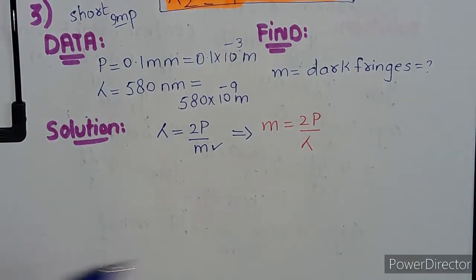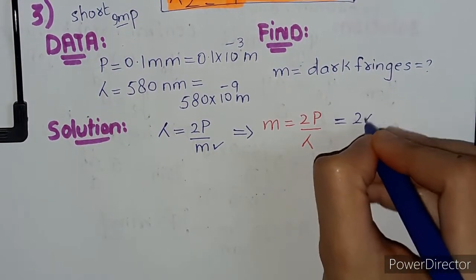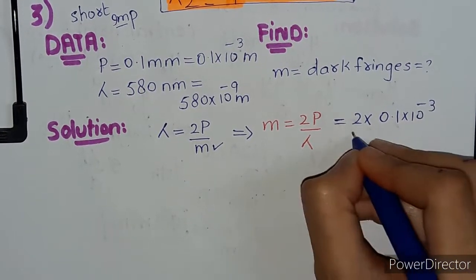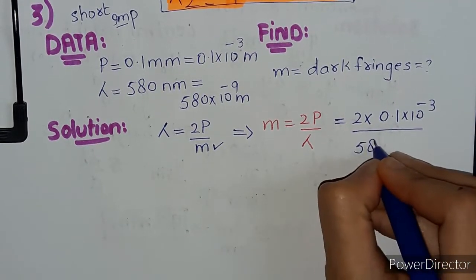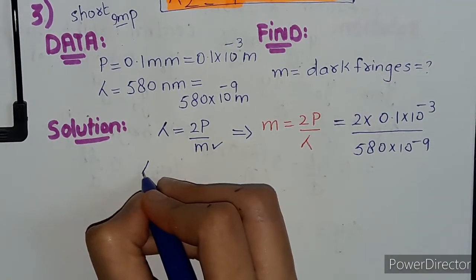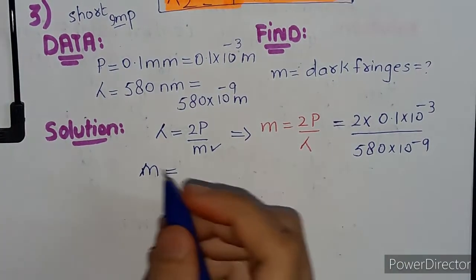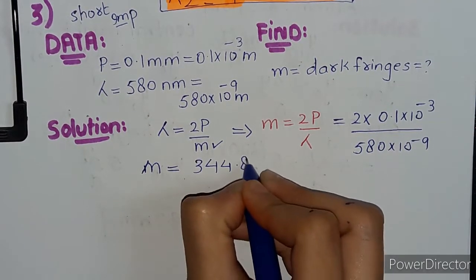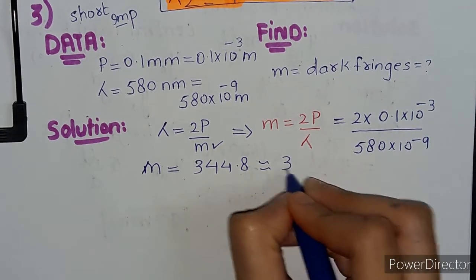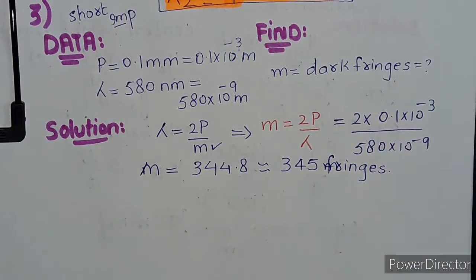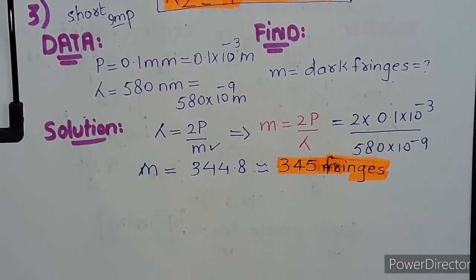Now putting the values: 2 multiplied by the p value, 0.1 × 10 raised to power minus 3, and dividing by the lambda value, 580 multiplied by 10 raised to power minus 9. Now solving it, we get the answer 344.8. By rounding off, we get 345 fringes. Now moving towards problem number 4.